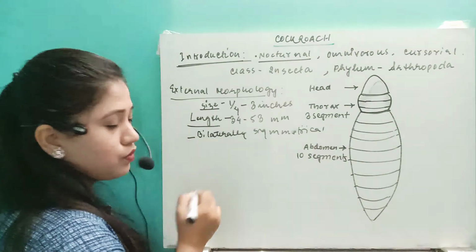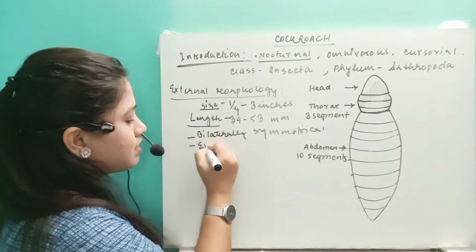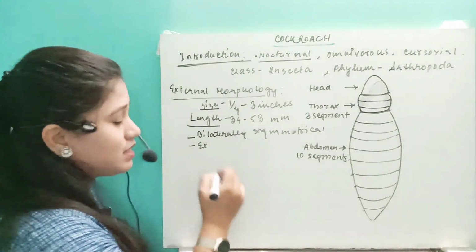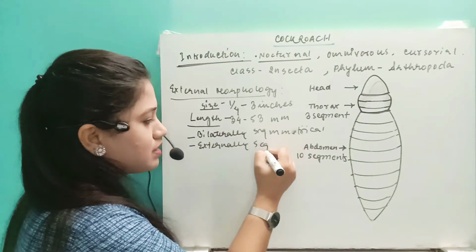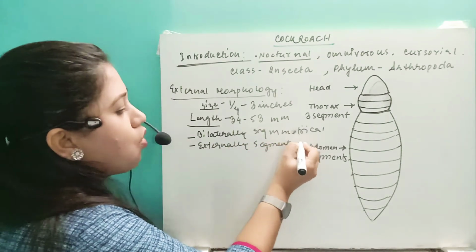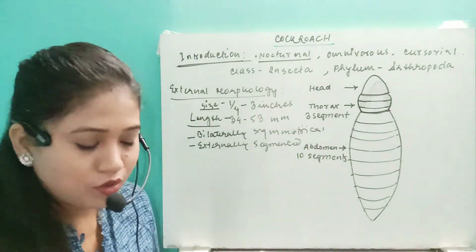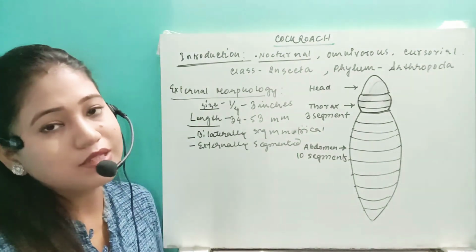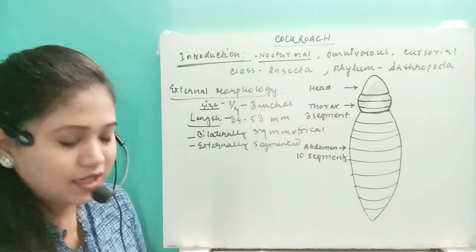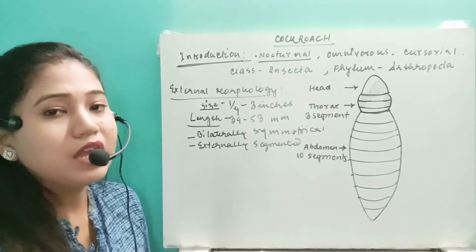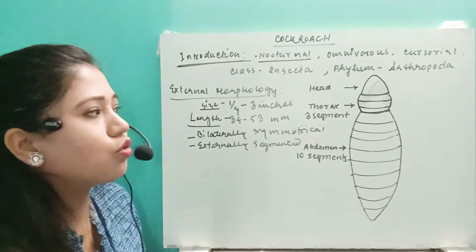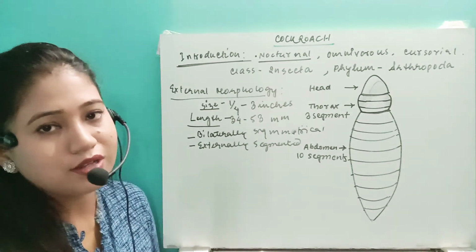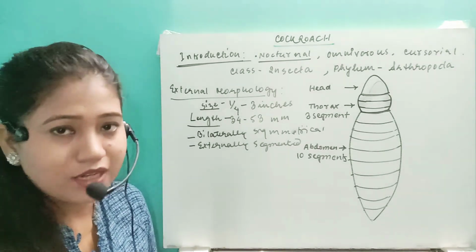Second point, we need to know that yes, this organism is segmented, but it is only an externally segmented animal. That means only from the external side can you see the segments. Like the annelids, annelids have internal as well as external segments. But in the case of the cockroach, only the external segments are present, right?